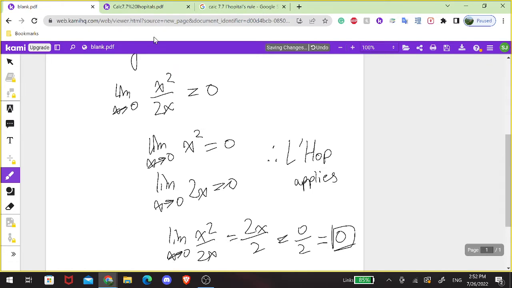Alright. That's an example of the work you need to show on FRQ to get full credit. You need to first write the limit of the top and the limit of the bottom. If they're both 0 or if they're both infinity, then you write L'Hopital's rule applies, and then you show your work for the derivative.